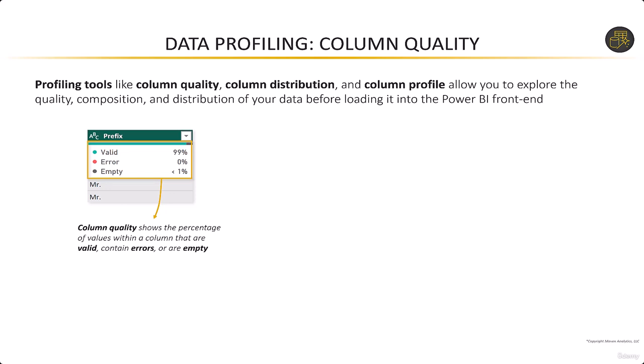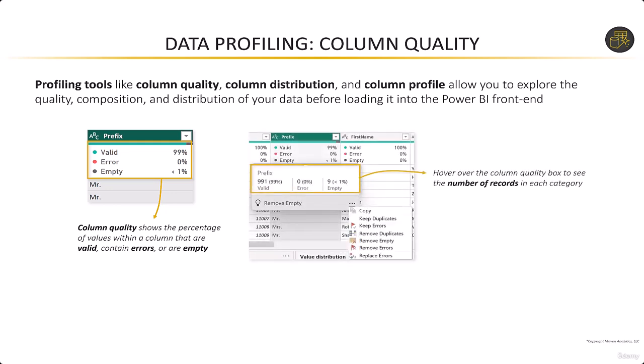And if you're ever trying to quickly identify the percentage of empty or error values within a column, this is a great tool to use. Additionally, you can hover over the column quality box to reveal a contextual menu with some details and additional options. On the lower right, you'll see a little ellipsis icon that when clicked will reveal a bigger contextual menu with some other options to do things like clean up duplicates, remove empty values, and remove or replace errors.